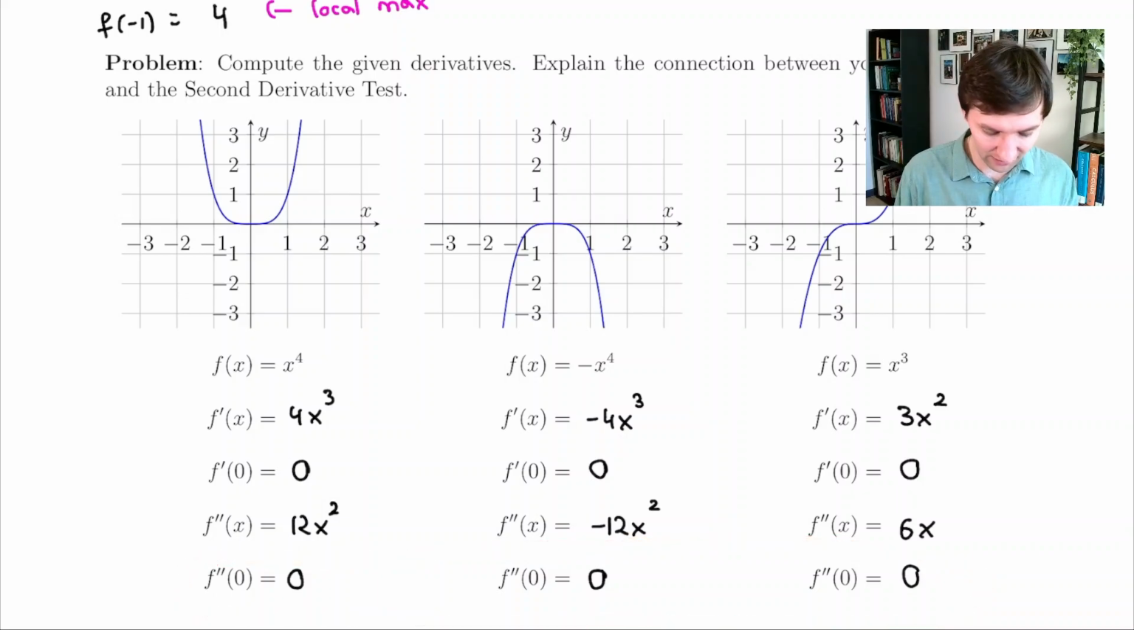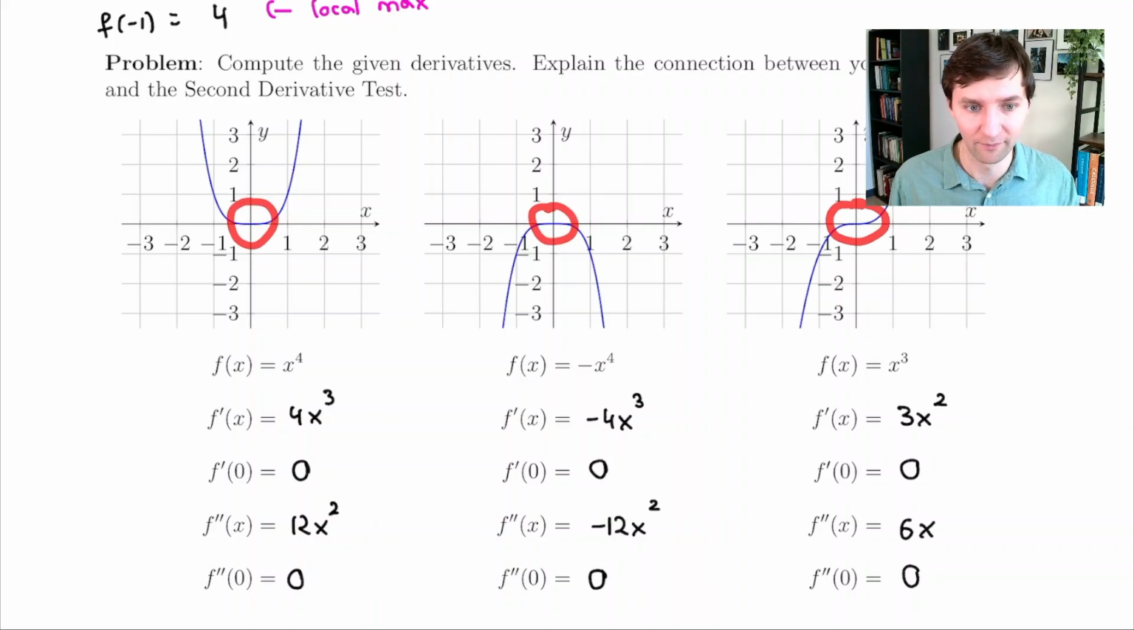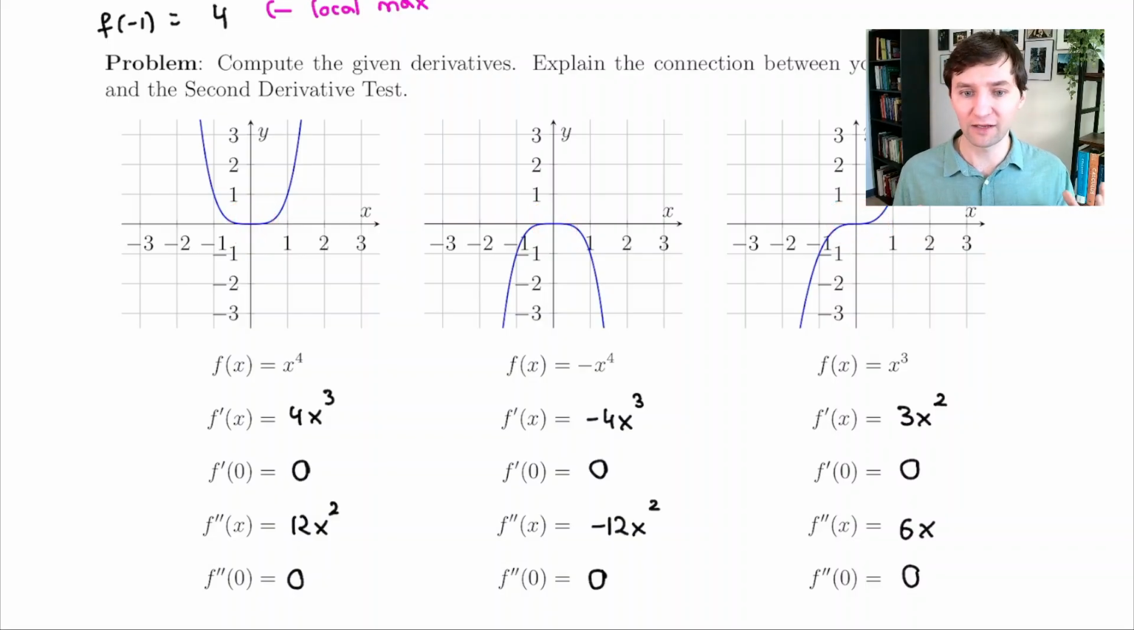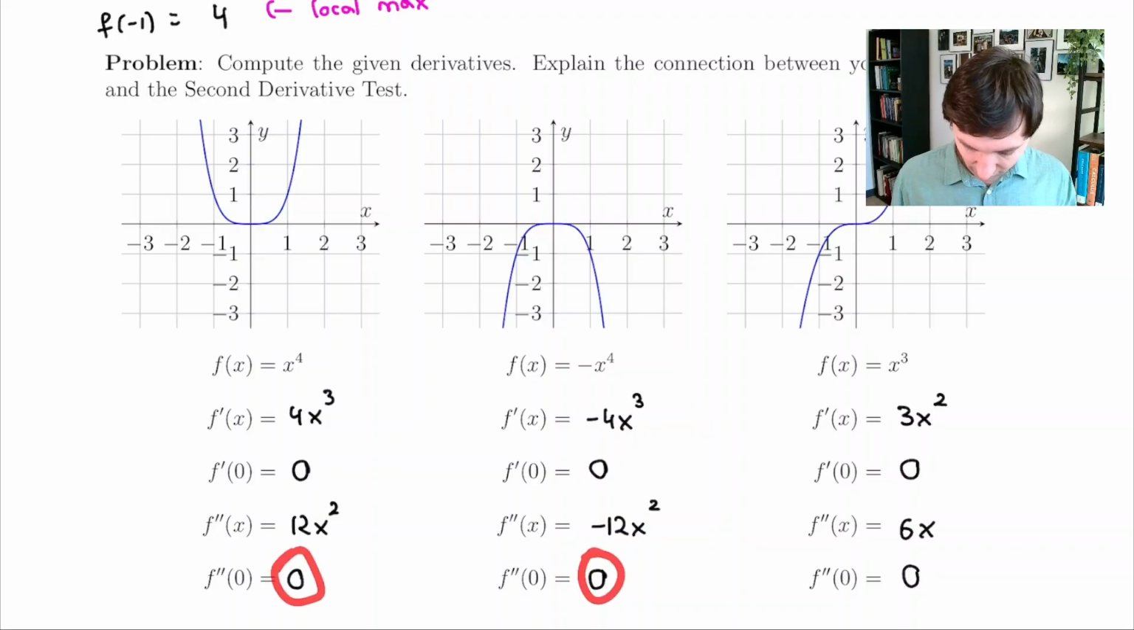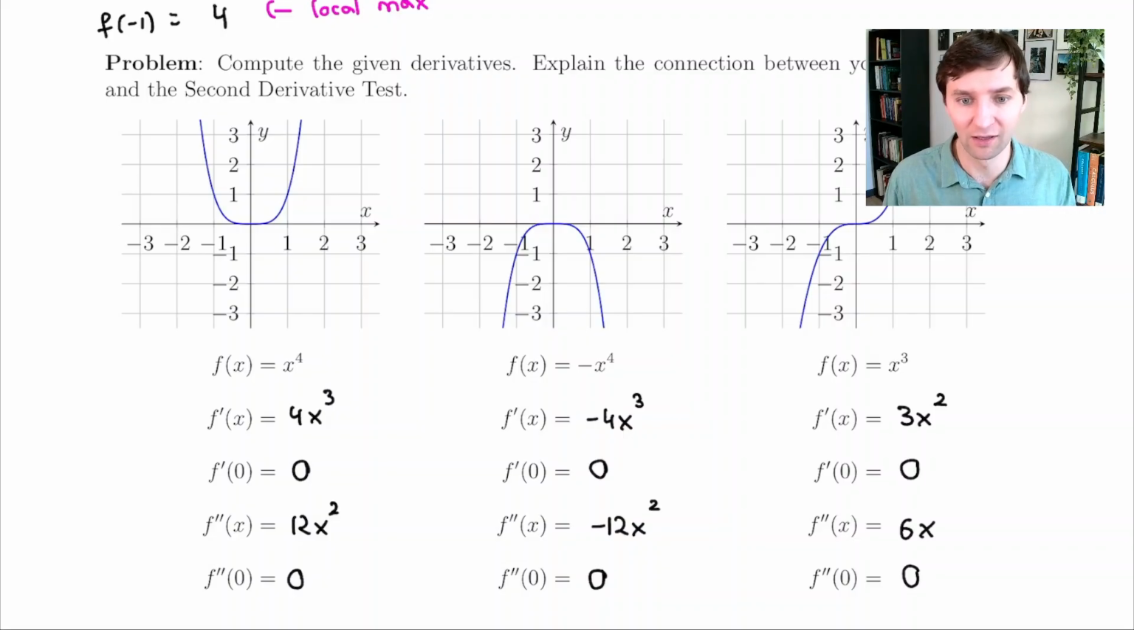Note that in the first case, we get a min. In the second case, we get a max. In the third case, we get neither min nor max. Which means that if you ever find a critical number where the second derivative is 0, then you cannot conclude whether this function has a max, min, or neither. You must use a different test, for example, the first derivative test, to determine if that critical number gives you a local max, local min, or neither. Because when the second derivative is 0, the second derivative test fails.